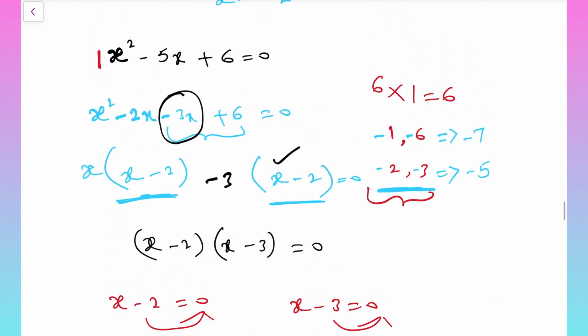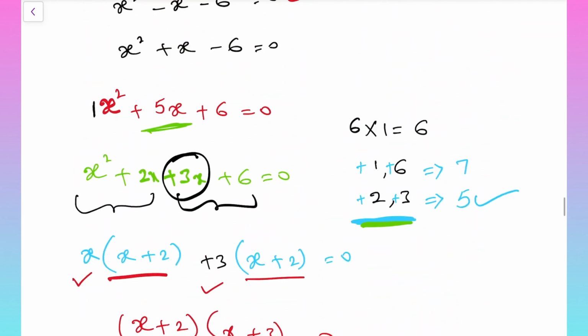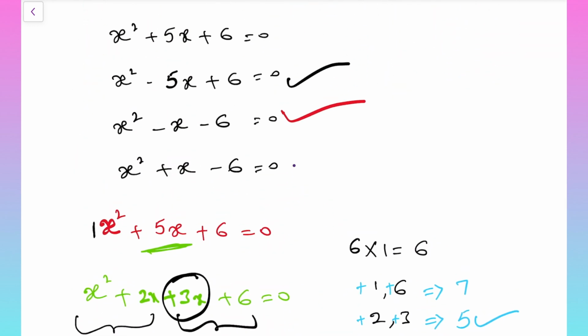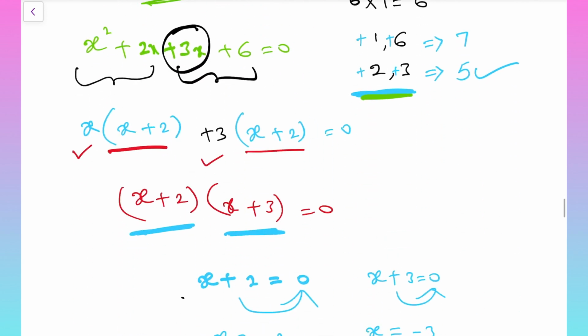Now coming to the last question. This last question, you do it. Here only the last term is negative. So if only the last term is negative, from the given pair, or whatever pair we get, from that pair the bigger number should be positive and the smaller number should be negative. That's it. You try this one.